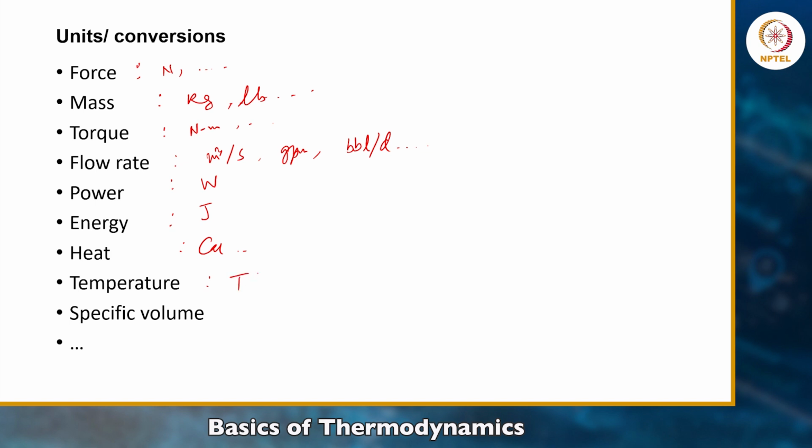Temperature, different scales are there. For example, centigrade or Celsius, Fahrenheit, Rankine, Kelvin. So how to convert from one form to another, you should remember the conversions also. Specific volume: when the term specific is coming, it means divided by something. Specific volume is per kg. Similarly, specific enthalpy, specific entropy. Those terms you should also remember.